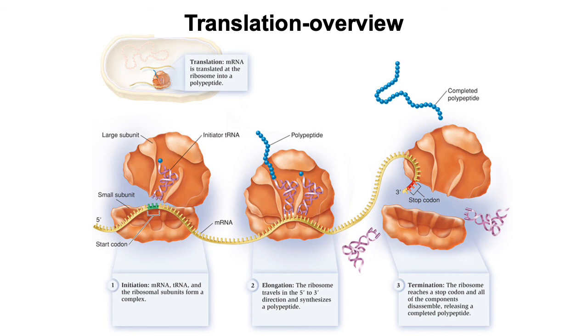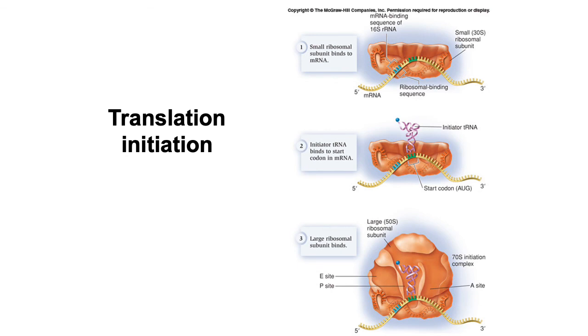So we have initiation, elongation, and termination, but now let's look at these in a little bit more detail. So we'll start with initiation. So during initiation, again, the small ribosomal subunit binds to the messenger RNA. So you have your yellow messenger RNA binding to the ribosome.